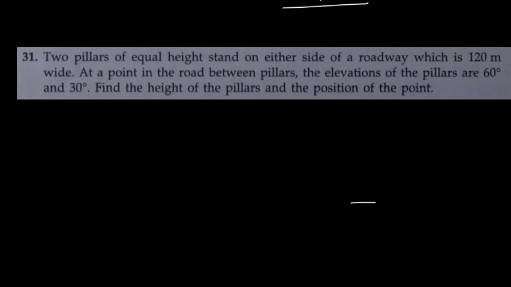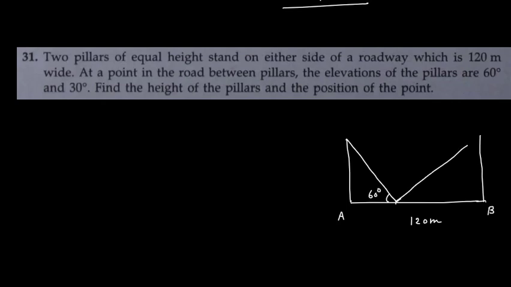So I will draw one roadway. Okay. Now there are two pillars of equal height, so I will draw two pillars. Now the heights are equal. This distance AB is given to me as 120 meter. So there is a point between them from where I will look at the top of the two pillars. On one side I will look at 60 degree, so this angle is 60 degree. And on the other side I look at 30 degree, so this angle is 30 degree.